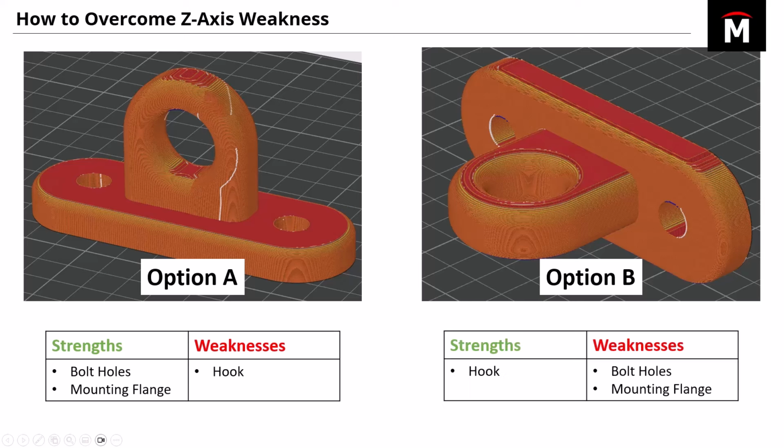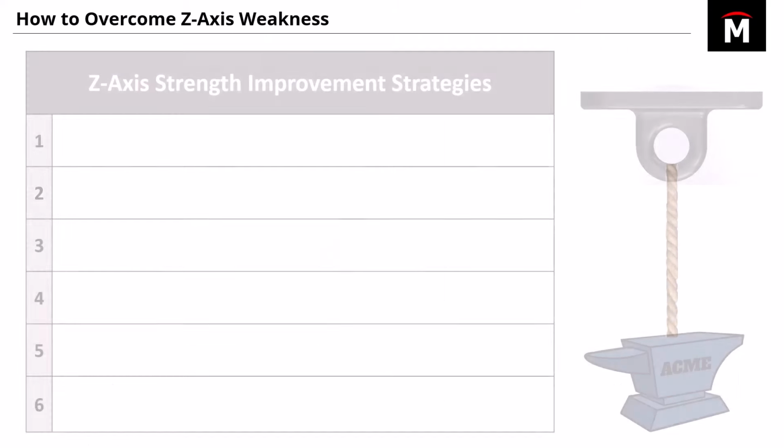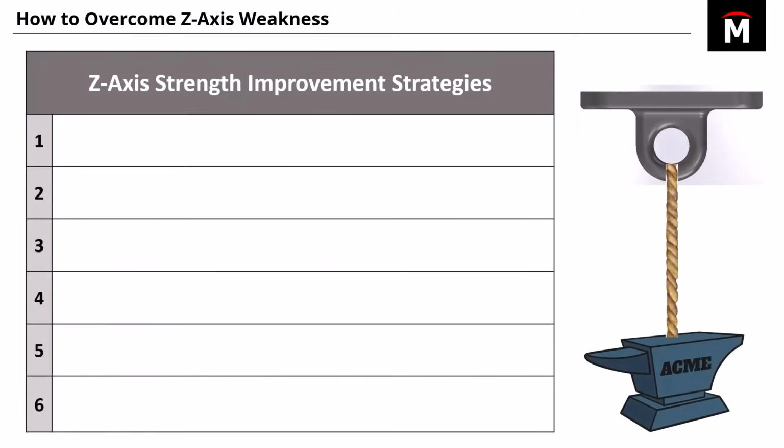And then option B has the opposite problem, where the hook will be really strong, but maybe it'll split somewhere between the layers where the bolts are, or it could even potentially rip the hook completely out of the flange section. And that's where we can really start to take advantage of some of these different techniques to improve the Z-axis strength. A couple of these techniques are especially powerful, but I'll start with some of the smaller ones where maybe they'll be helpful if the loads aren't quite as significant.